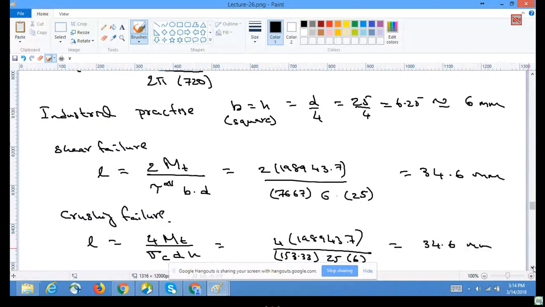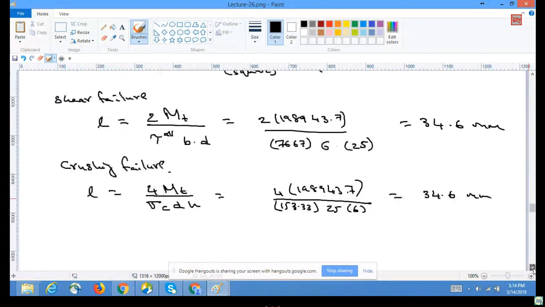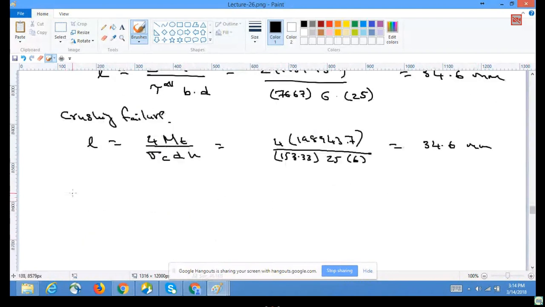So we can say that we provide a key with 6 cross 6 cross anything above 34.6 is fine. So we'll go with 36 mm. So this is how a flat key has to be designed.